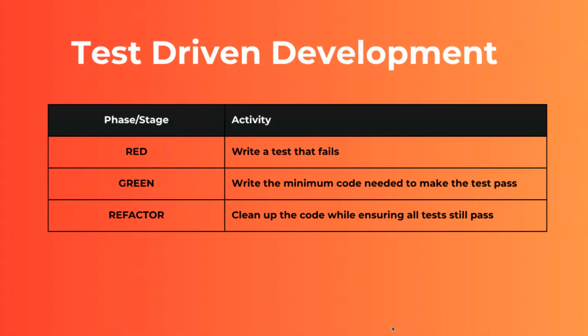Then we need to go to the green stage, or green phase. In that green phase, what do we need to do? We need to write the minimum code required to make the test case pass. Then we go to the refactor stage, and in the refactor stage we clean up the code while ensuring all the tests are still passing. Okay.